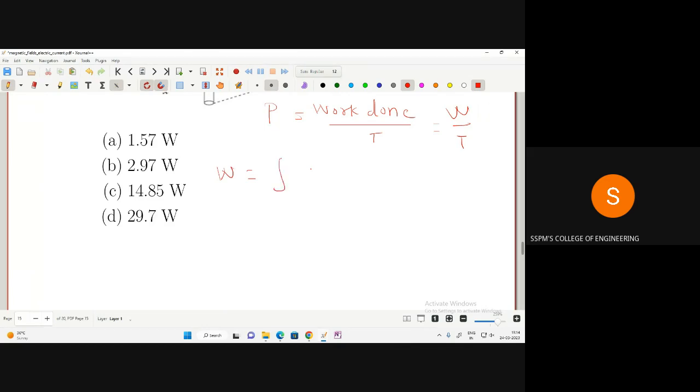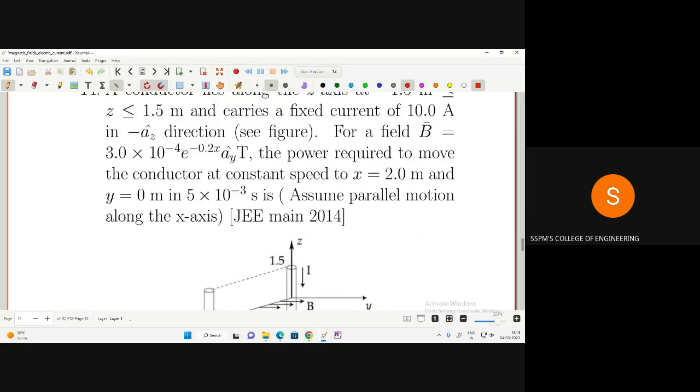W is integration of I into B into dx घ्यायचं आहे, कारण तुमचं कंडक्टर बार x डायरेक्शन मध्ये मूव्ह केलेलं आहे. फ्रॉम 0 to 2 मध्ये मूव्ह केलेलं आहे. अशा पद्धतीने सॉल्व करा. तर करंट I दिलेला आहे, तो कॉन्स्टंट आहे आणि B इज गिवन. B इज अ फंक्शन ऑफ x. B किती दिलेला बघा?